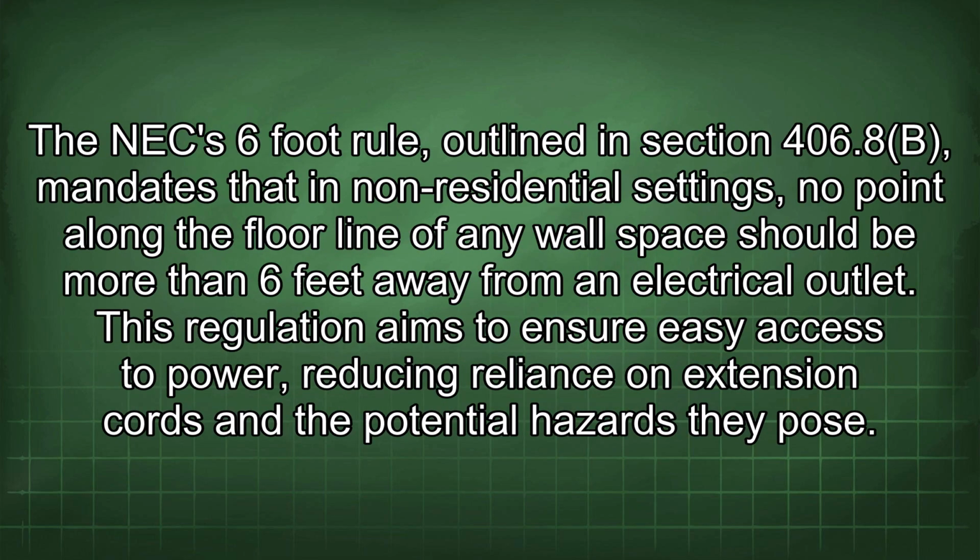The NEC 6-foot rule outlined in section 406.8(b) mandates that in non-residential settings, no point along the floor line of any wall space should be more than 6 feet away from an electrical outlet. This regulation aims to ensure easy access to power, reducing reliance on extension cords and the potential hazards they pose.